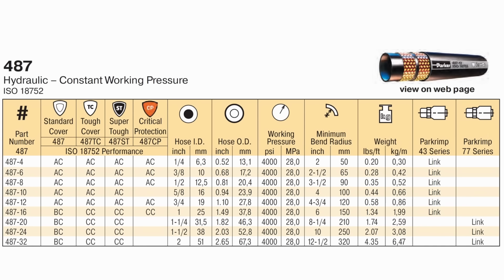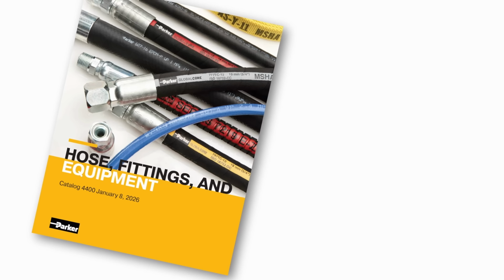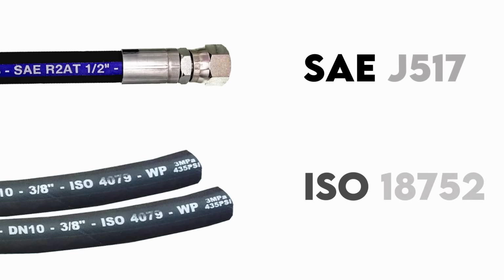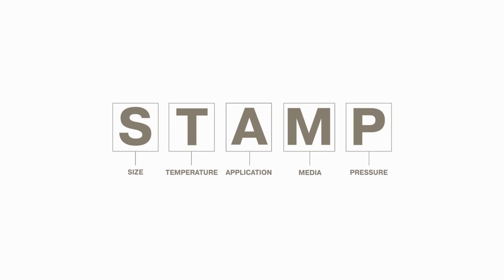And then finally, to select the exact part number of hoses from hose manufacturer catalog, we will also understand the different hose types, their construction and the standards used in hydraulic hoses. We will learn everything through a practical example and with a stamp method. So by the end of this video, you will be able to select and specify the hoses for almost every hydraulic system.